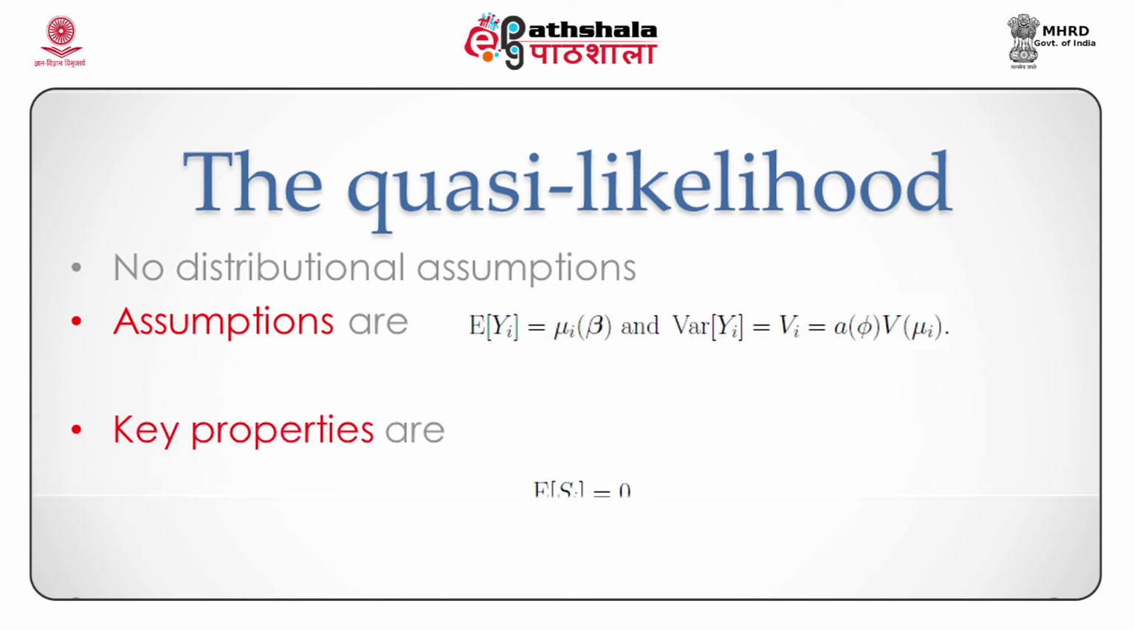Key properties of the quasi-likelihood score function are expectation of S_i equal to 0, and variance of S_i is minus expectation of del S_i del mu_i. We know that these properties hold for the normal score function, and they also guarantee the asymptotic behavior of the quasi-likelihood function, and that it is similar to the asymptotic behavior of the usual score function.